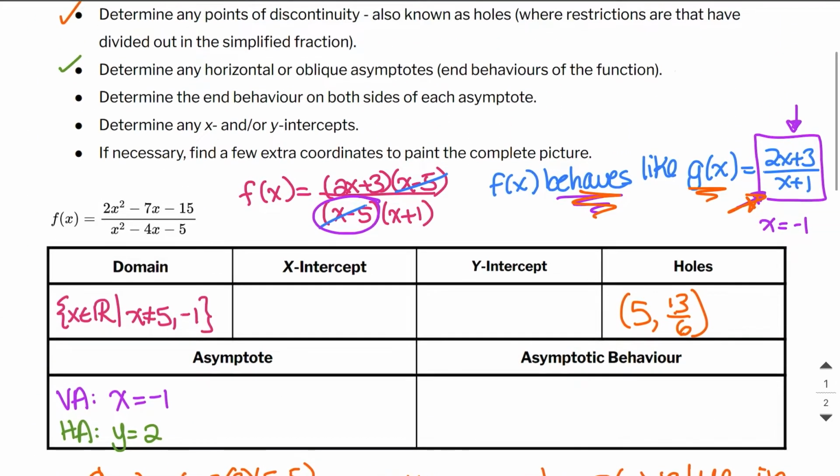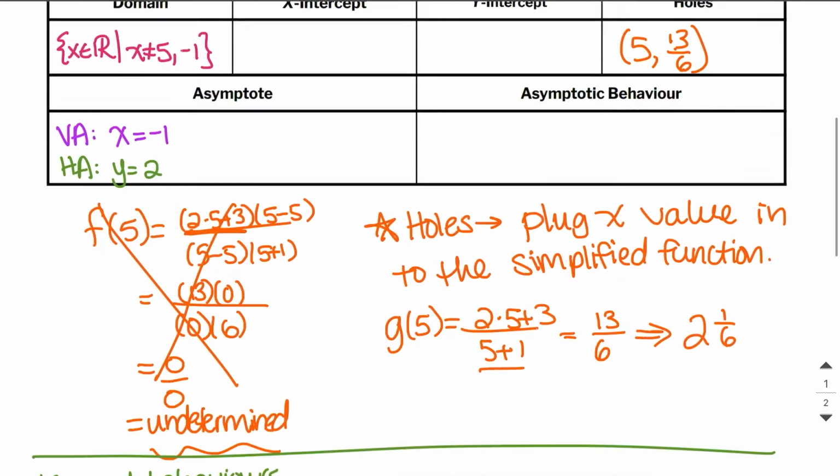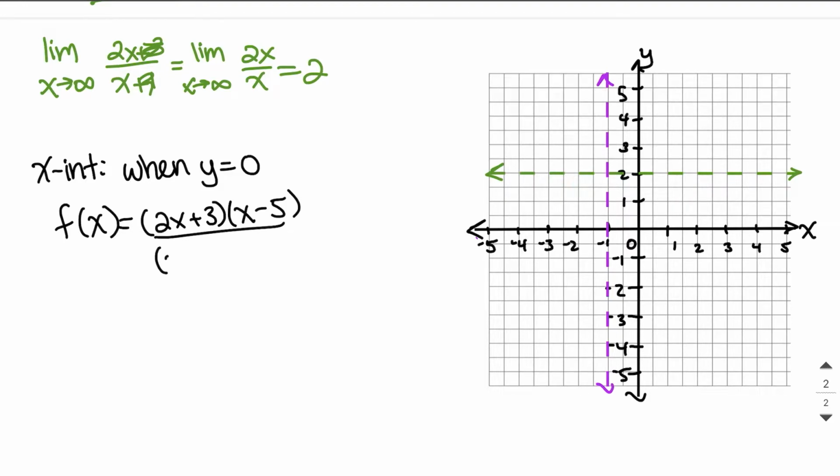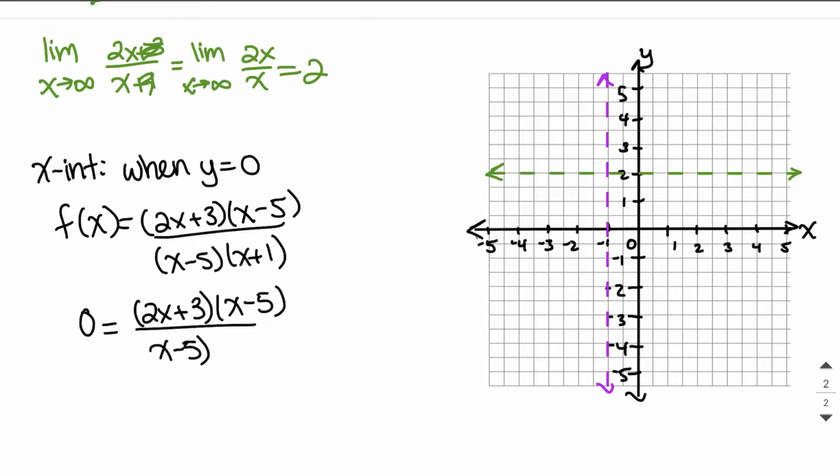So the next step actually asks us to determine any x or y intercepts. So let's go ahead and do that right here. So for my x-intercept, just a reminder that your x-intercept will happen when y equals 0. So what I'm going to do is set y equal to 0. So if f of x is going to equal, I'm going to use the factored form, 2x plus 3 times x minus 5 over x minus 5 times x plus 1, then I would set that equal to 0, right? This is the y value. And then I would copy this down. So this 2x plus 3 times x minus 5 over x minus 5 times x plus 1.